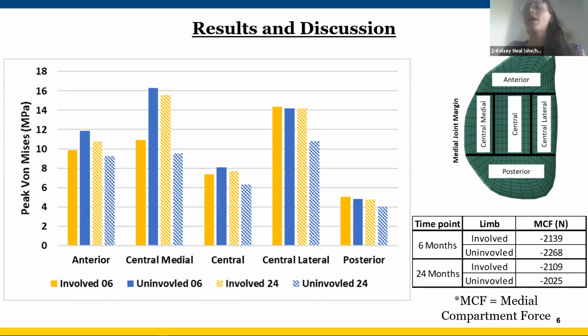At 24 months, the involved limb experienced higher peak von Mises stresses in all 5 regions compared to the uninvolved limb. This most likely can be explained by the reduction in medial compartment force in the uninvolved limb from 6 to 24 months. The involved limb stresses, like its medial compartment forces, stayed similar at both time points. Interestingly, the notable exception to this occurred in the central medial region where osteophytes typically develop.